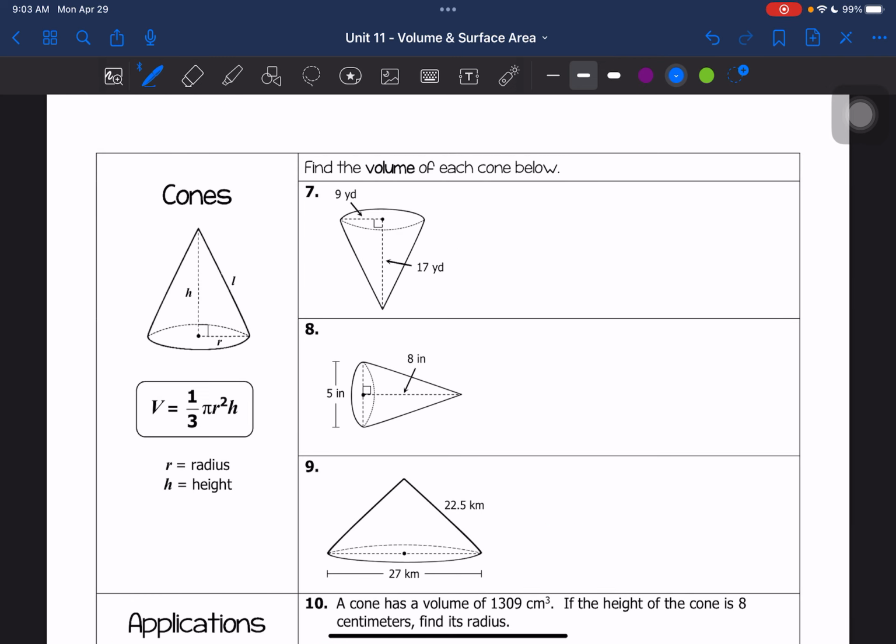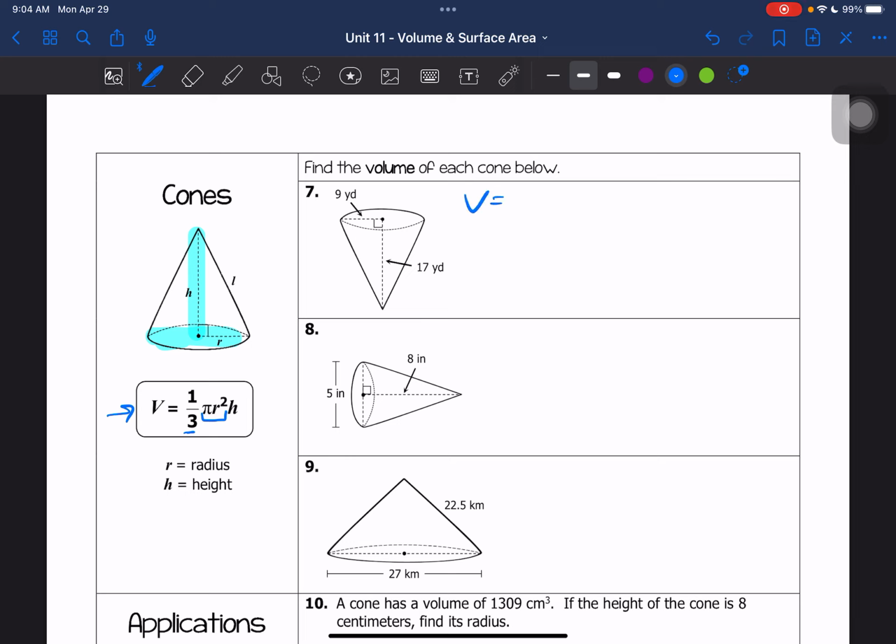Remember, cones are just examples of pyramids, but they always have a circular base. So their formula takes that into account, because we still have the 1/3, but instead of area of the base here, we just have pi r squared, which is the formula for area of a circle. So that's kind of like finding this area. And then we're still going to multiply that times the regular height, the line that's going straight through from the tip to the center of the base.